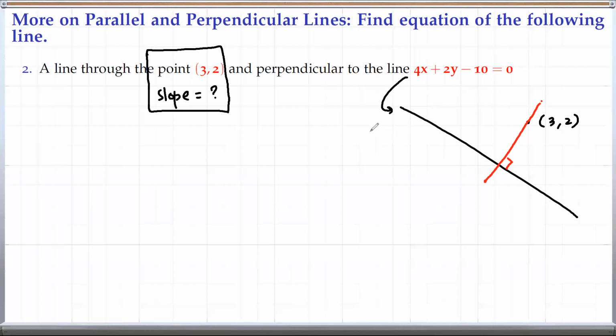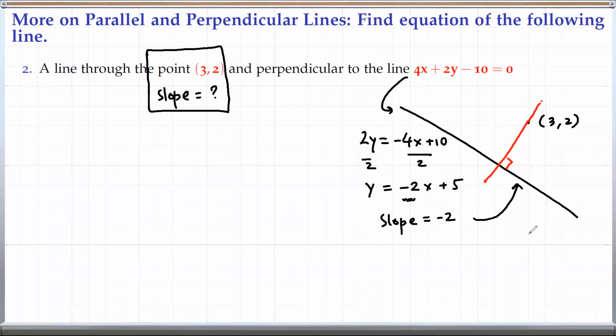So for that, we get 2y equals negative 4x plus 10 when you move that 4x and 10 to the other side. And then you can divide both sides by 2. You get y equals negative 2x plus 5. So that means this is the slope. So the slope of this line is -2.